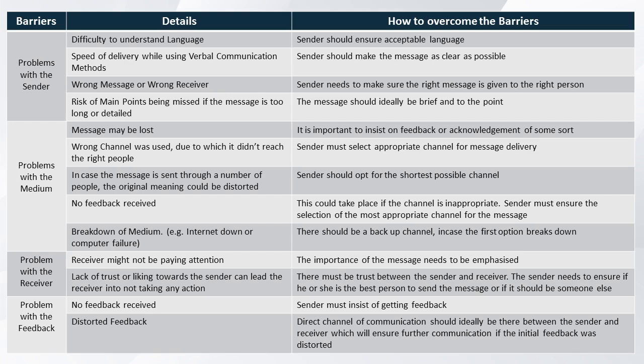And lastly, there could be problems with the feedback. No feedback could be received, in which case senders should again insist on getting feedback. The feedback may also be distorted, in which case direct channels must be used between senders and receivers, which will ensure further communication if the initial feedback was distorted.